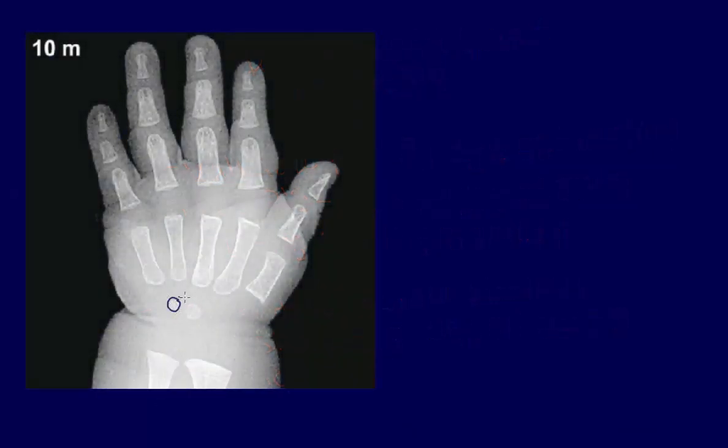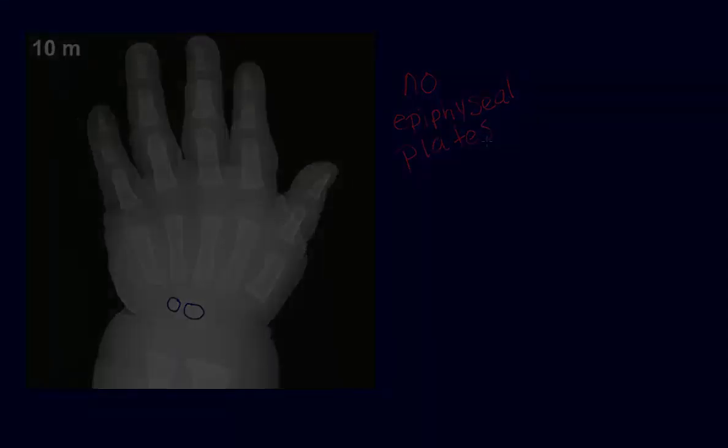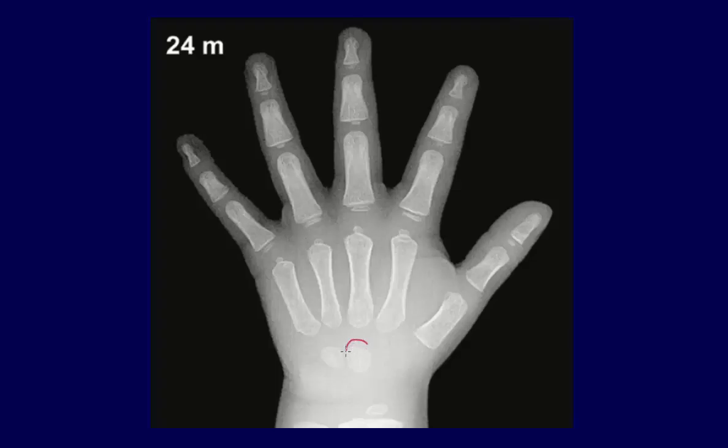Here we have the hand of a 10-month-old. Note the ossification centers and that there are no carpal bones present or epiphyseal plates. Now we will be looking at the hand of a 24-month-old. Note the ossification centers and the presence of an epiphyseal plate on the radius, our proximal phalanges, the metacarpal bones, and also our intermediate phalanges.